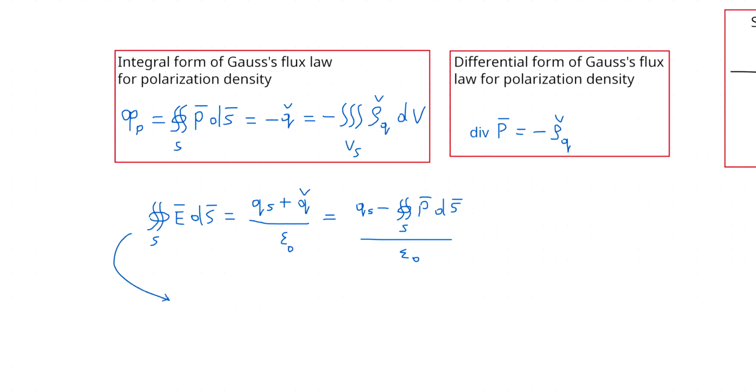And from this equation, it may be written in another way, as the surface integral of epsilon 0 E plus P ds, equal to the free charge inside closed surface S. Okay, do you have any questions about this?